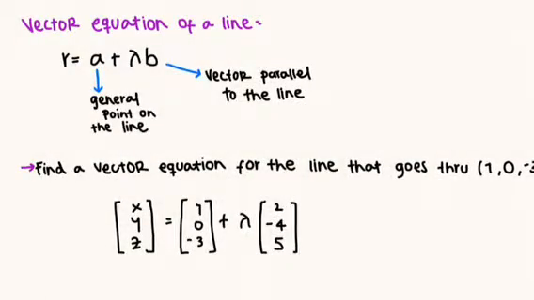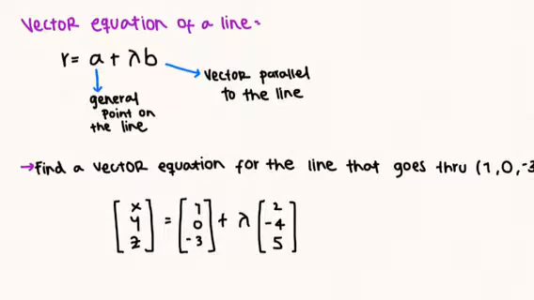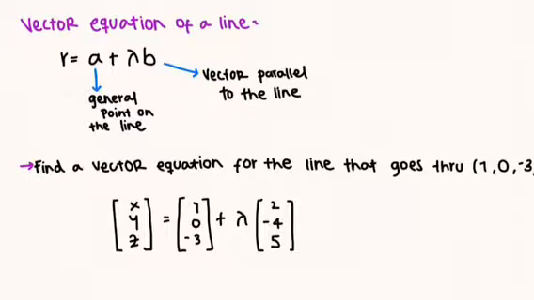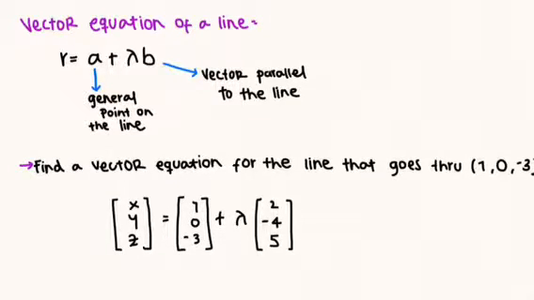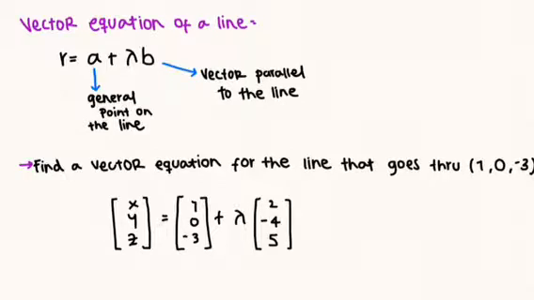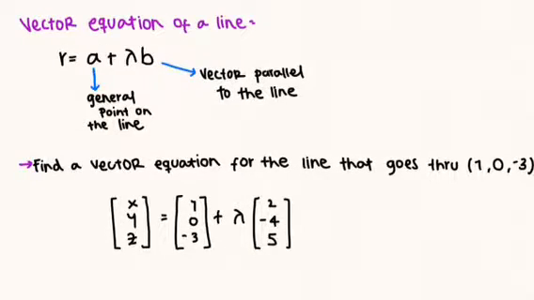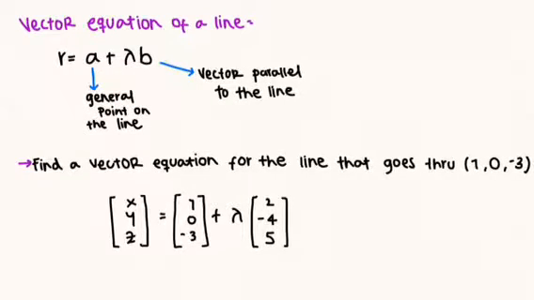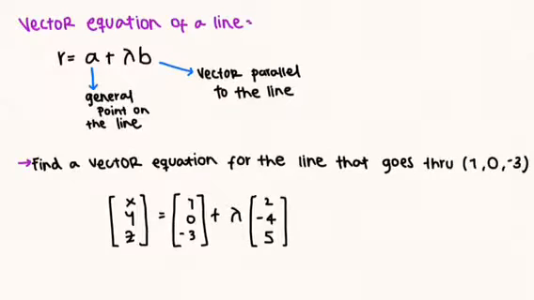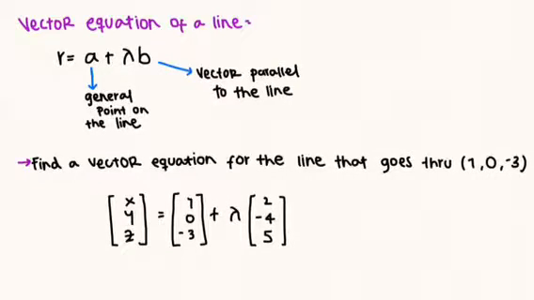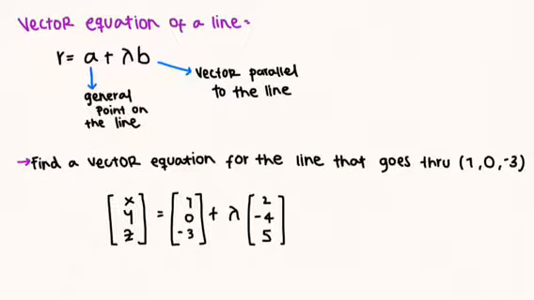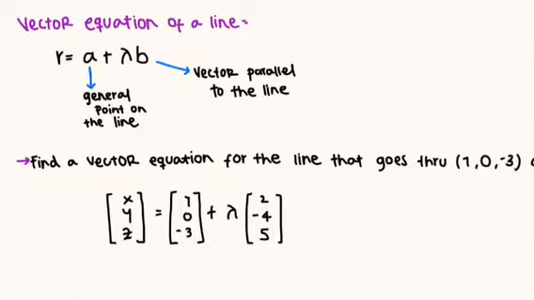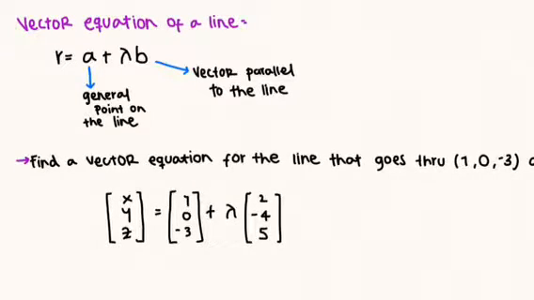The vector equation of a line is r equals a plus t times b. A is a general point on the line and b is a vector parallel to the line. So if they tell you to find a vector equation for the line that goes through (1, 0, -3) and is parallel to the vector (2, -4, 5), the vector equation of the line will be as follows: (x, y, z) equals the vector (1, 0, -3) plus the constant t times the vector (2, -4, 5), as shown on the video.